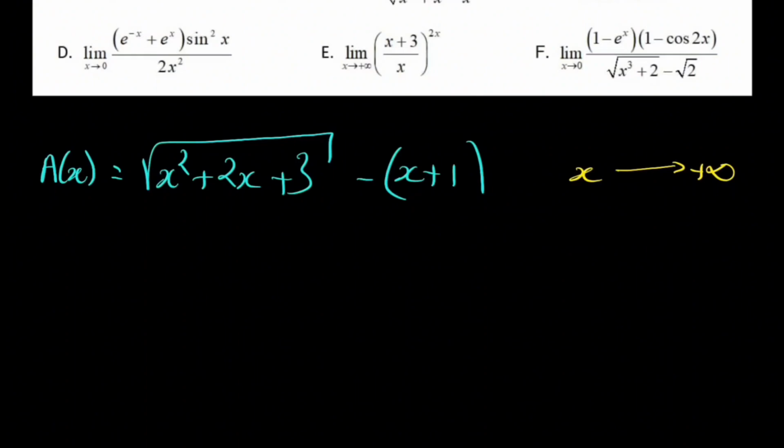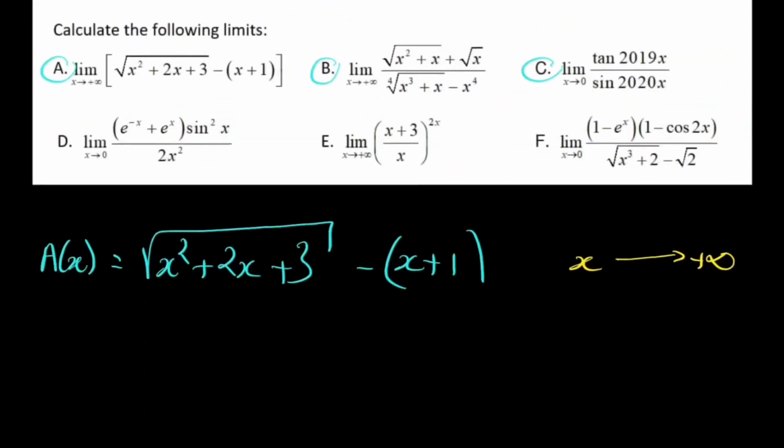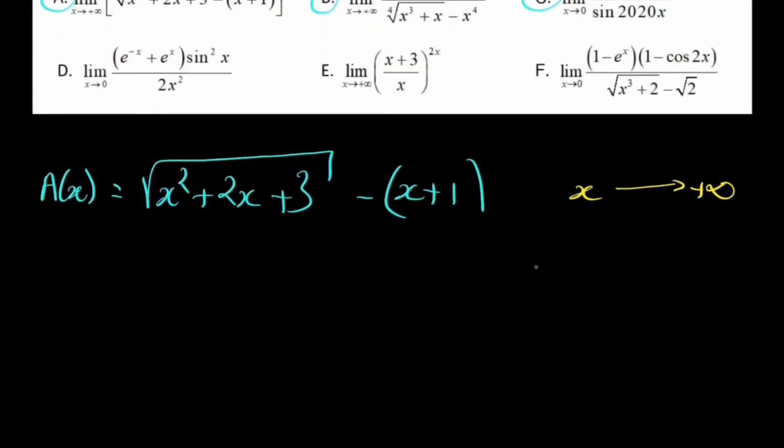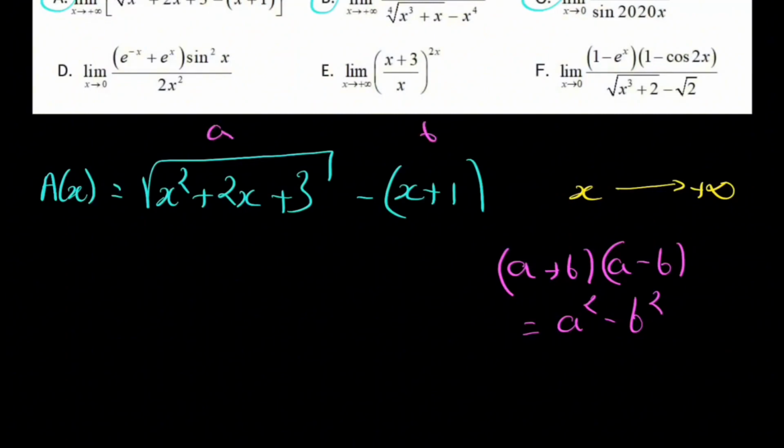So what do we want to do here? We want to get rid of the square root because square roots are really difficult functions. So how can we do that? Let's remember the identity (a plus b) times (a minus b) is equal to a squared minus b squared. So we are going to multiply by the conjugate of this function. Here we have a, here we have b. We are going to multiply by a plus b on the top and at the bottom.